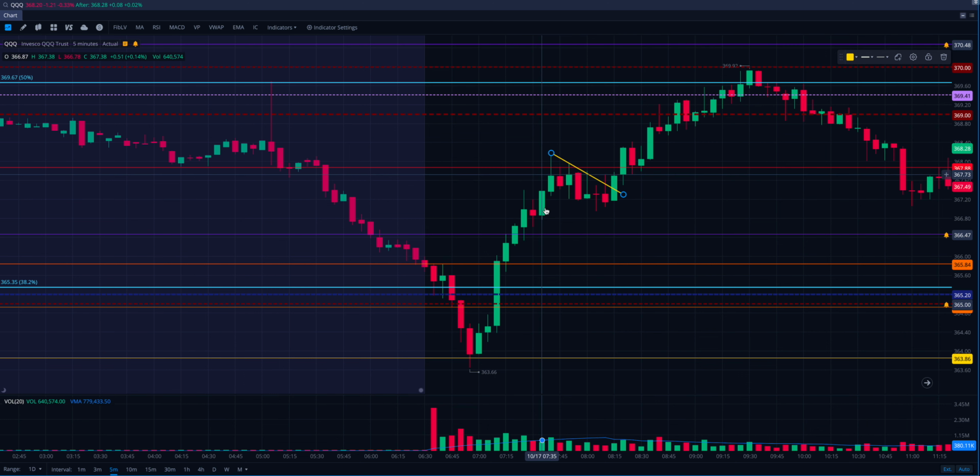And it's on decreasing volume, like total decreasing volume the whole way. But even better, the little red pull downs are on lesser volume than the green push back up. And then you get the volume increase on the move out. Okay. So we end up hitting 369.